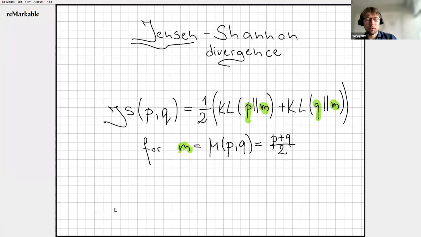So Jensen-Shannon divergence has this very simple formula, which is just the mean of two KL computations. I should stress this is not just the mean of KL from P to Q and Q to P. This would be something very different. We are introducing this extra special point to which we compute our divergence.